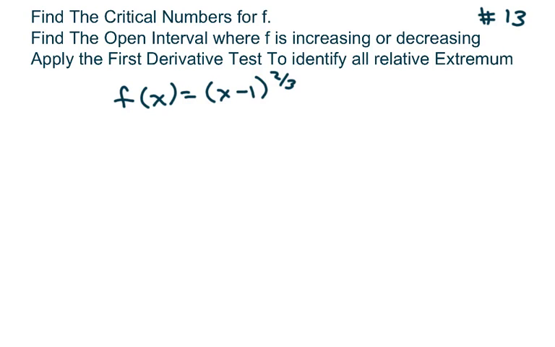Hi everyone. We're going to find the critical numbers for our function, find the open interval where f is increasing or decreasing, and apply the first derivative test to identify all relative extrema. And the first thing I'm going to do is take the derivative of this using our chain rule.